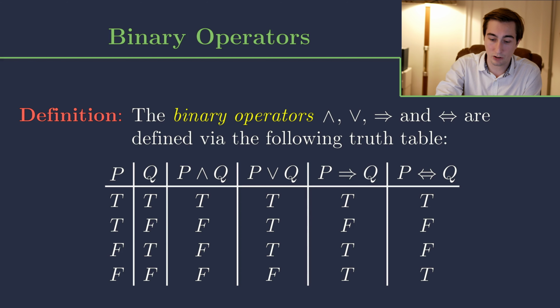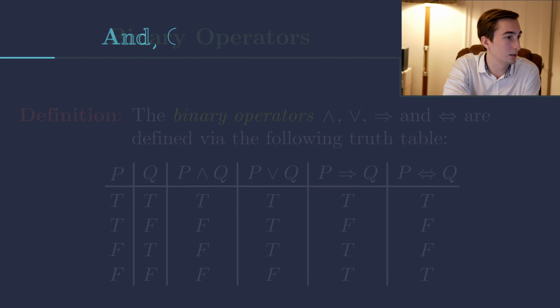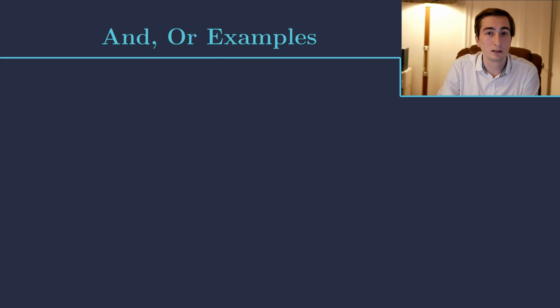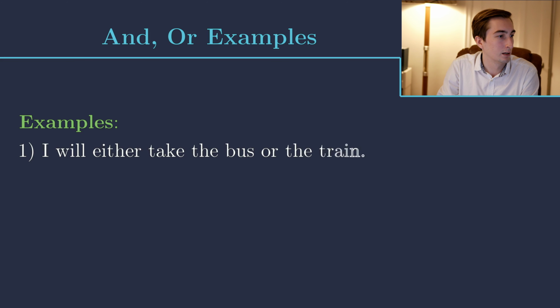And the next thing to do is to introduce some real statements or propositions that contain these operators, to give you some examples. So let's look at the beginning at some examples of things containing the AND or OR operator. The first one we've got is: I will either take the bus or the train.